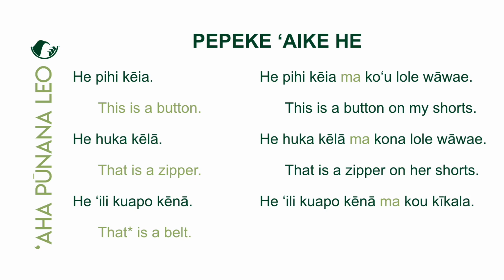He ili kuapo kena ma kou ki kala. E ho'opili mai. He ili kuapo kena ma kou ki kala. He ili kuapo kena ma kou ki kala. Okay, that's a belt ma kou ki kala. Right, that is a belt on your waist. Okay, mahalo.